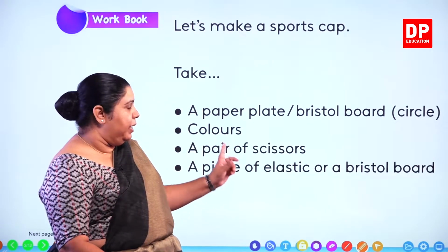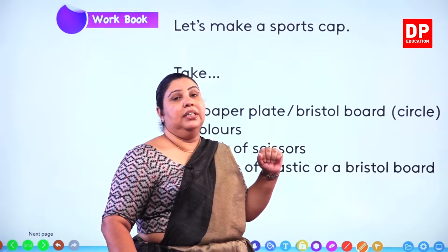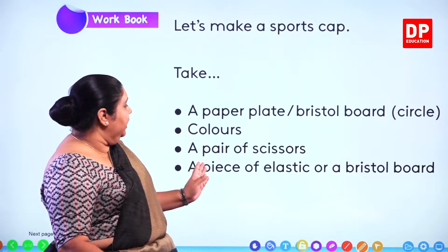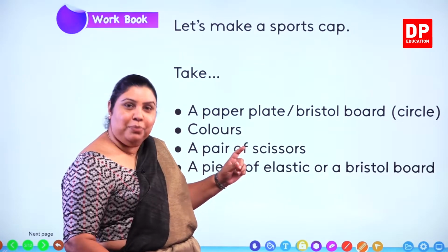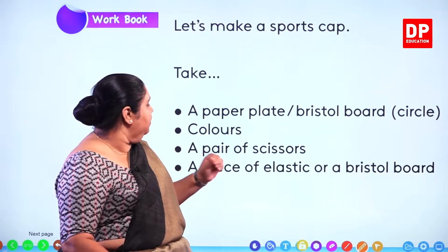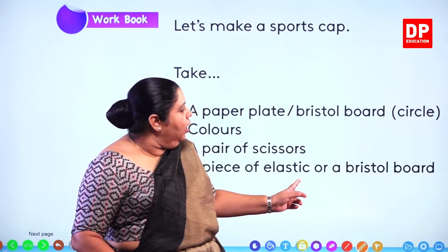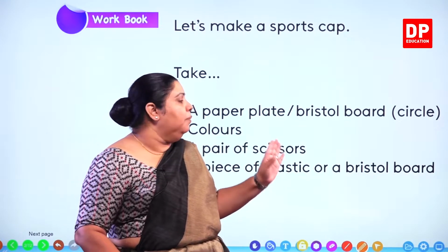So you have to take a paper plate. If you don't have a paper plate, you can cut out a circle from a bristle board and you can have some colors. Then you need a pair of scissors. ඒ කියන්නේ කතුරක්නේ. මගේ දුවලා පුතාලා දන්නවා නේද පුතේ? A pair of scissors. A piece of elastic or a bristle board.